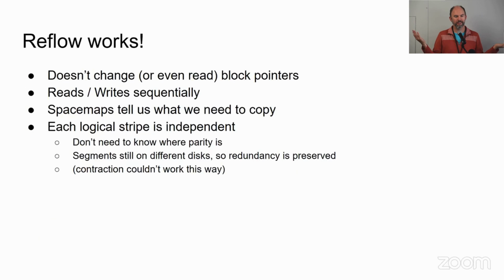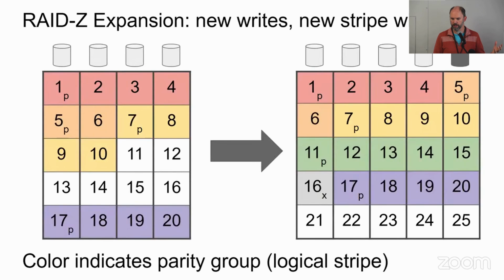So the cool thing is, it works. You just read all the data sequentially, write it all sequentially. Because each logical stripe is independent, we don't need to care about where the parity is. And the key thing is that the segments are still on different disks, so the redundancy is preserved. I'll show you an example of this.